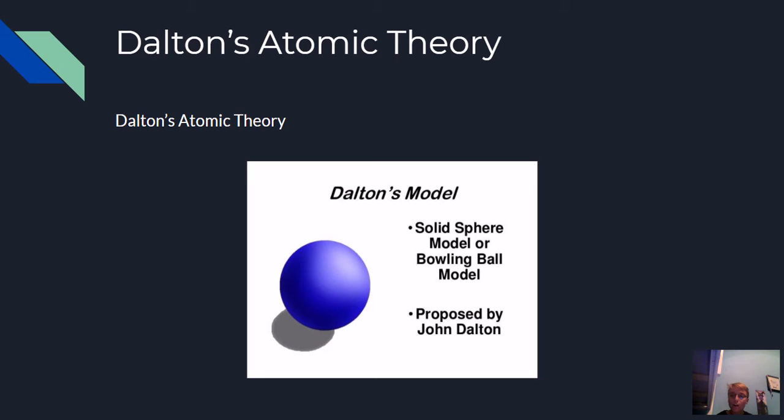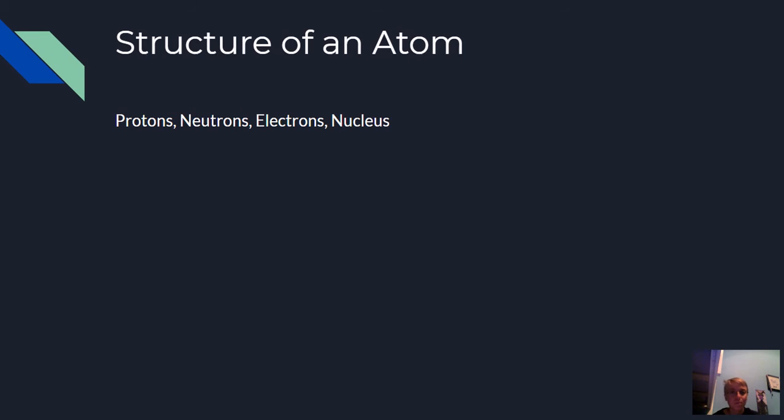As time goes on, some of these principles have stayed the same and others have been disproven. For example, it is close to the modern atomic theory, but over time there have been ideas of what an atom is made of, such as the Bohr model. Structure of an atom. An atom is made out of protons, neutrons, and electrons.